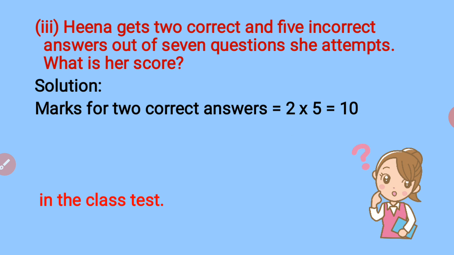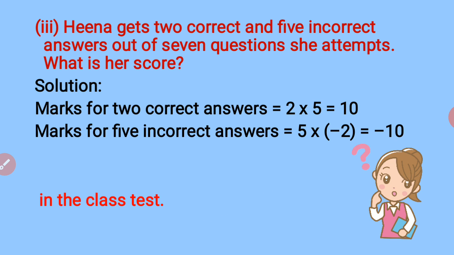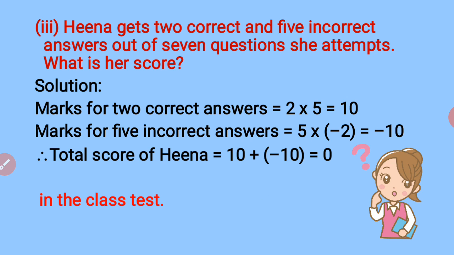This is very simple, you know. Moreover, she has 5 incorrect answers. Now what will happen? 5 incorrect answers means 5 multiplied by minus 2. Minus 2 is for 1 incorrect answer. So 5 into minus 2, that is minus 10. She has got 10. She has lost 10. What is her final score? It is actually 0. So we can say that Hina got 0 marks in the class test. After getting 2 correct answers also, she has got 0 marks in her class test.